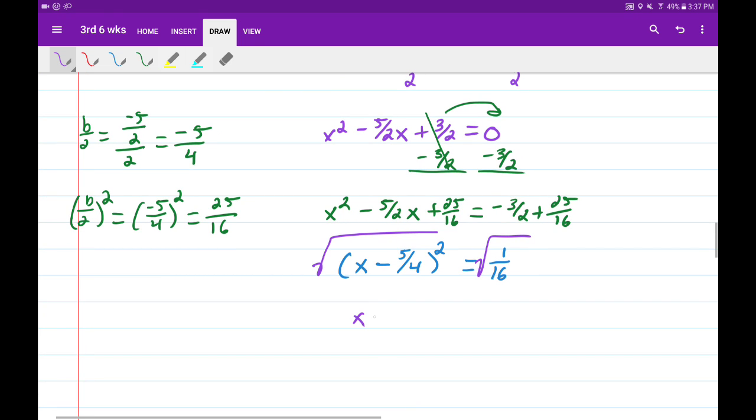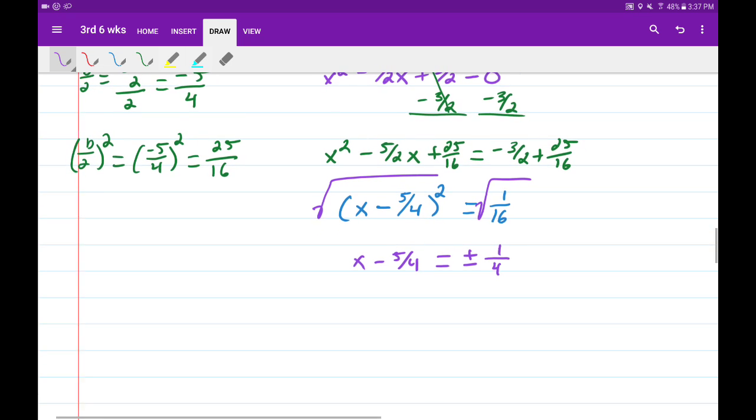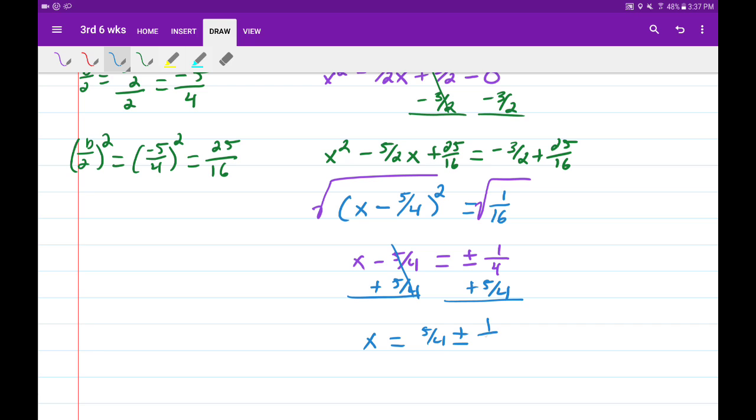Okay, so again, we get whatever's inside the parentheses out by itself, plus or minus, don't forget that. And square roots work the same way as powers with the fractions. So we can square root the 1 in the numerator and get 1. And if we take the square root of 16 in the denominator, we get 4. So the square root of 1/16 is 1/4. All right, and then we still got to combine like terms. Solve for x. So plus 5/4, and then plus 5 over 4 here. Those are going to cancel. And we're going to get x equals 5/4 plus or minus 1/4.